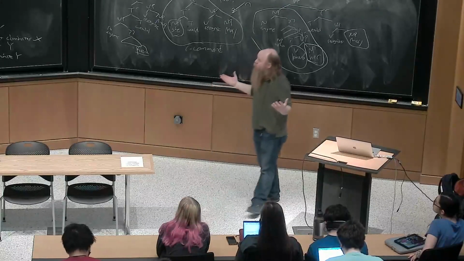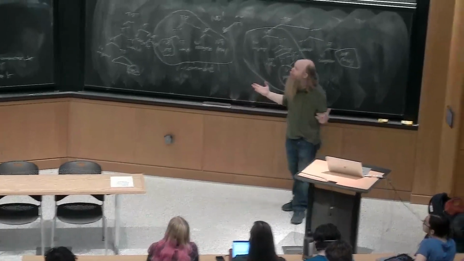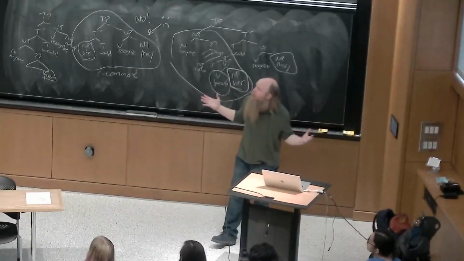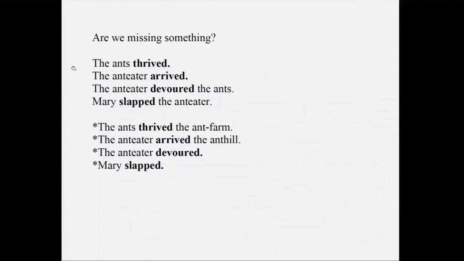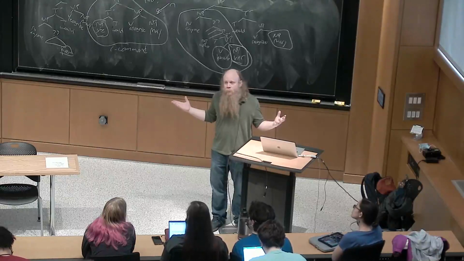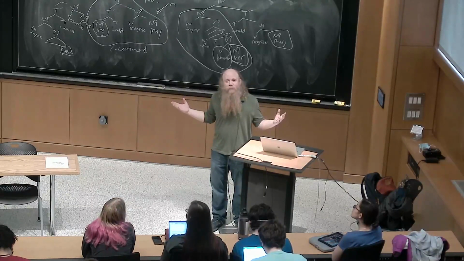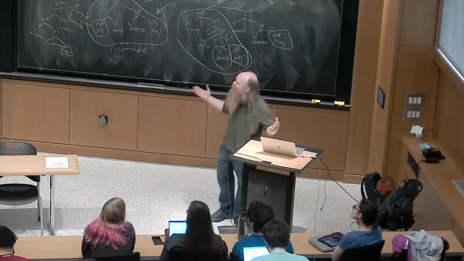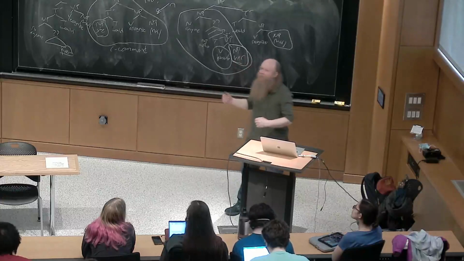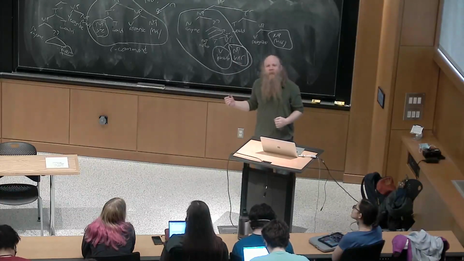And then there are other verbs like devour and slap that are the opposite. You can say the anteater devoured the ants. You can't very well say the anteater devoured. That sentence is not finished. Similarly, Mary slapped the anteater. Can't say Mary slapped. Did I hear noises of disagreement? Facial expressions of disagreement?